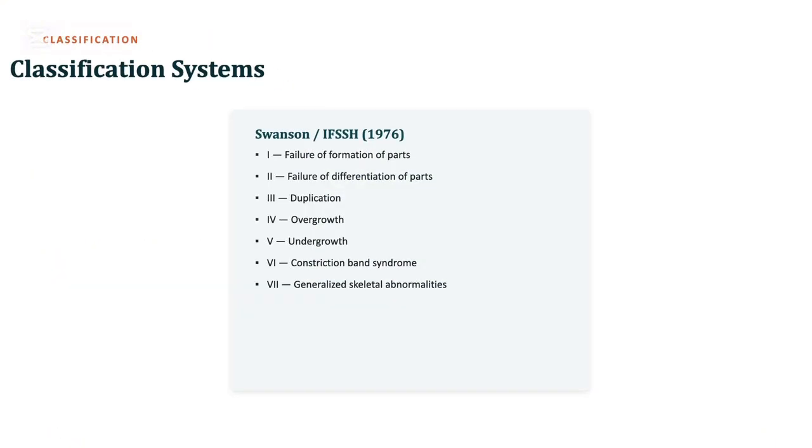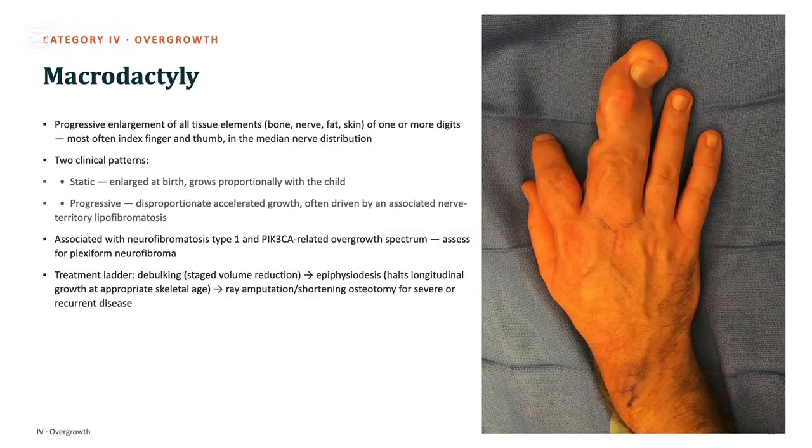Again, we are going to the classification system, the Swanson classification system, and this is overgrowth. Overgrowth is mainly defined as macrodactyly. Macrodactyly may involve a phalanx in the finger or the whole finger, a part of the hand. So macrodactyly is defined as enlargement of any part of the finger or even part of the hand or the whole hand. We may call it giant hand or whatever.